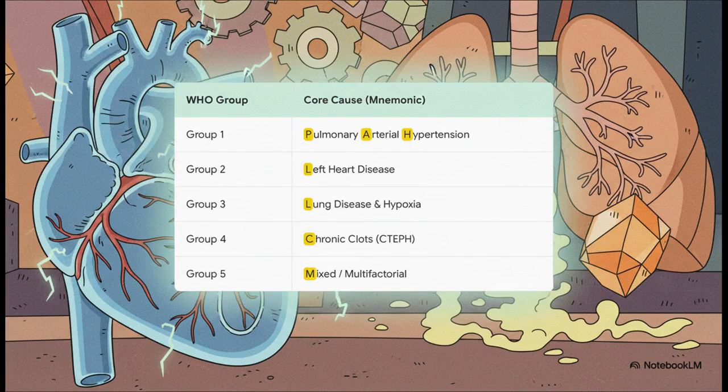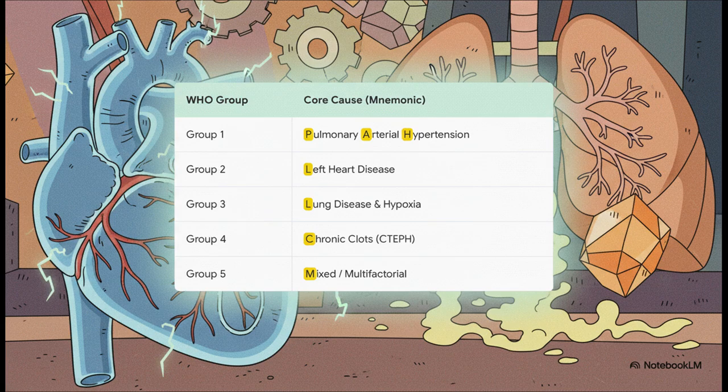Okay, let's run through it. PAH is for Group 1, pulmonary arterial hypertension. This is where the small arteries in the lungs are the primary problem. LOVES is for Group 2, left heart disease. This is the most common cause you're going to see. Basically, the left heart is failing and all that pressure just backs up into the lungs.